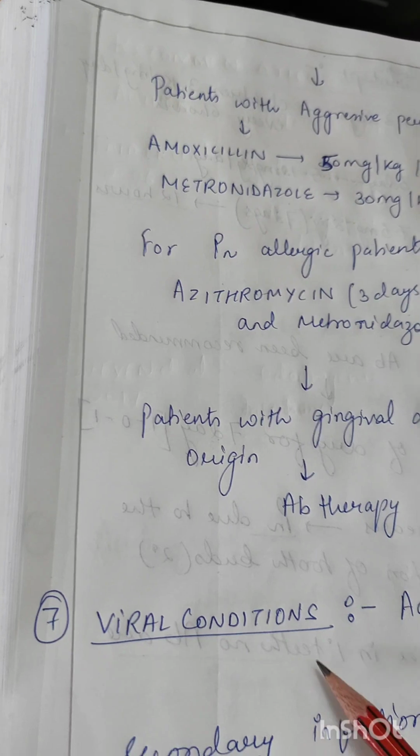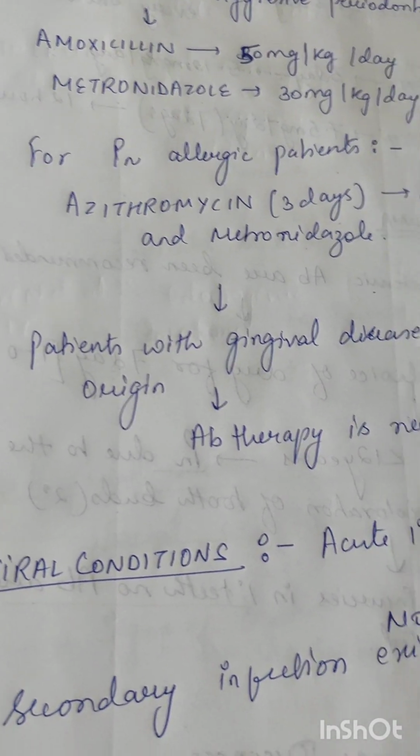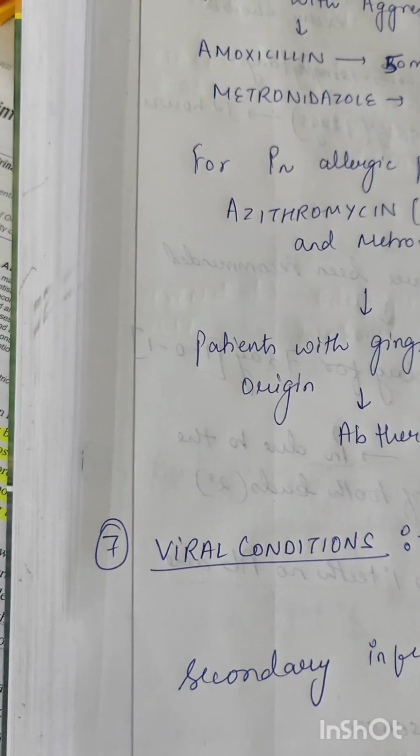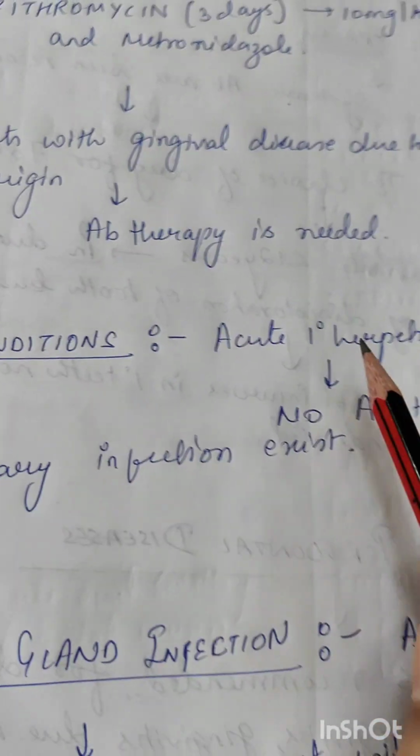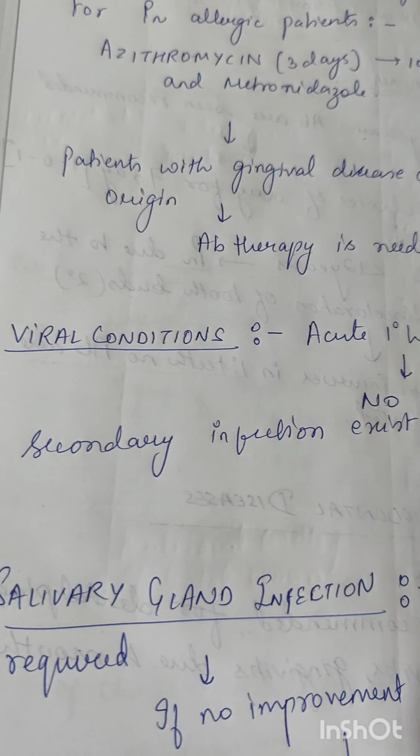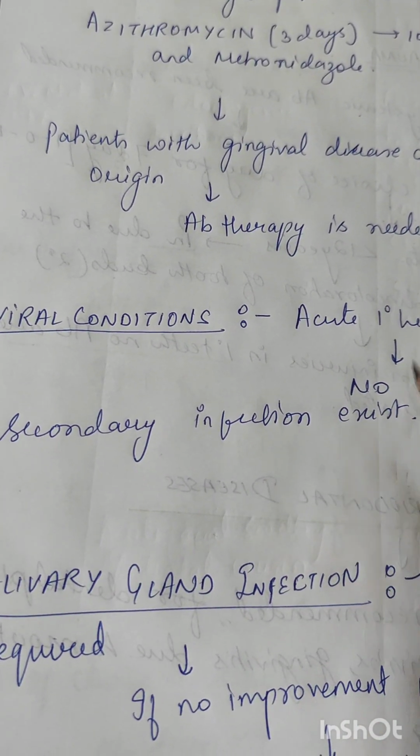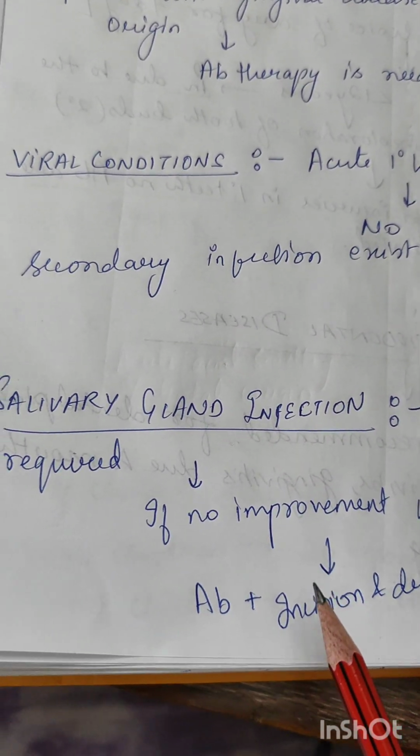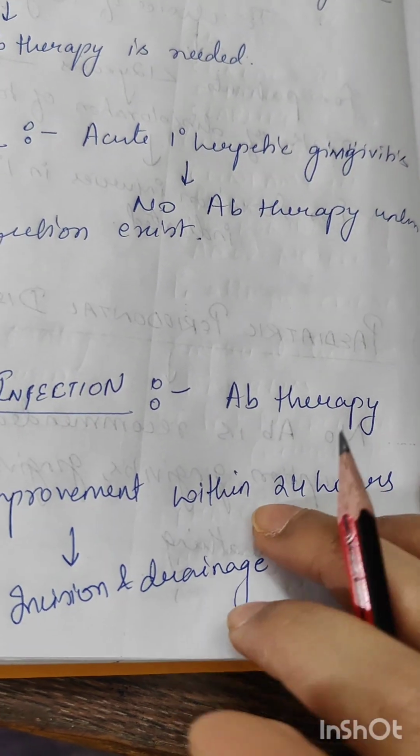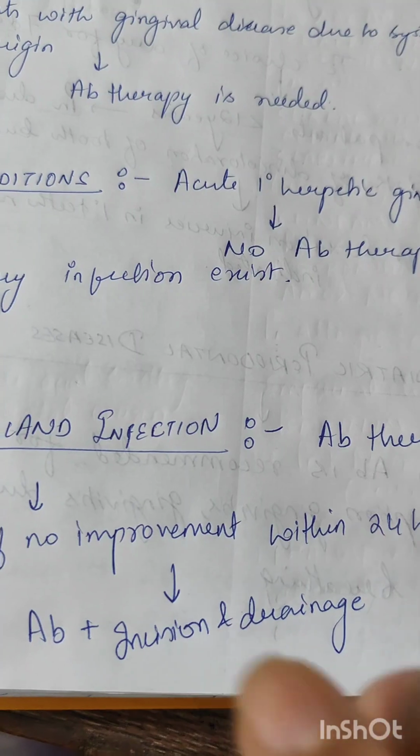Okay. Next is in cases of patients who have gingival disease due to systemic origin, like Papillon-Lefevre syndrome, etc., antibiotic therapy is needed. Next are the viral conditions. Acute primary herpetic gingivostomatitis: no antibiotic therapy is needed unless a secondary infection exists. Next is salivary gland infection. Antibiotic therapy is required, and if there is no improvement within 24 hours of antibiotic therapy, incision and drainage along with antibiotic therapy is given.